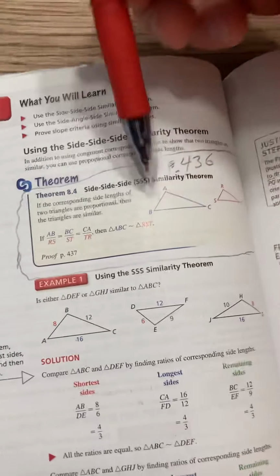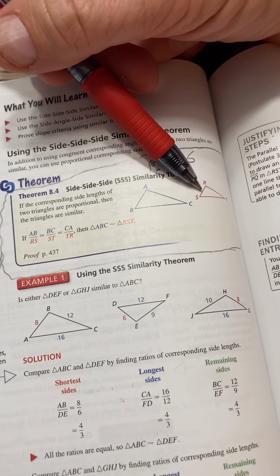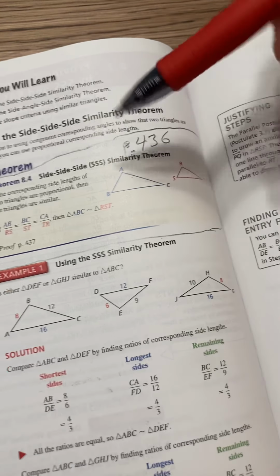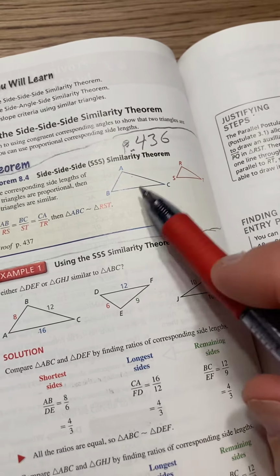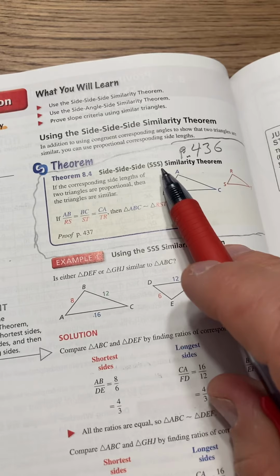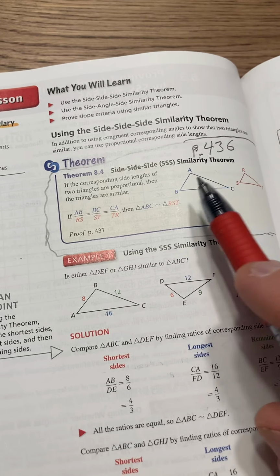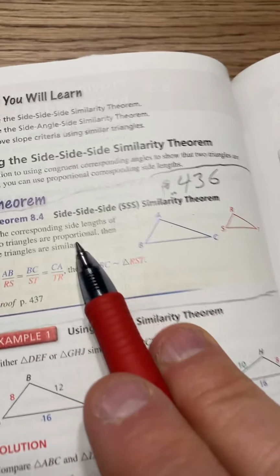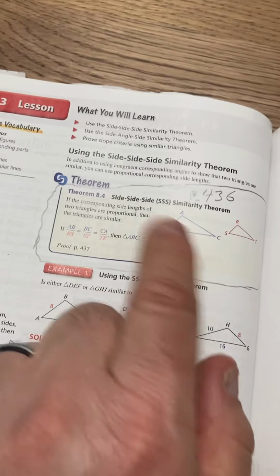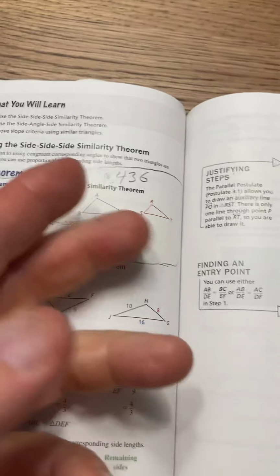So if this side matches up with this side and they're proportional, and these two sides are proportional, and these two sides are proportional, that means the triangles are similar. That's the side, side, side similarity theorem. It's not saying that the sides are congruent. It means the side lengths are proportional. If the triangles are congruent by side, side, side, then automatically they're going to be similar. So this is side, side, side for similarity.